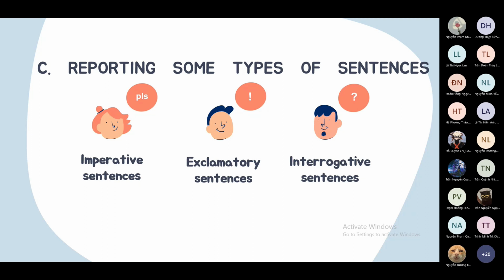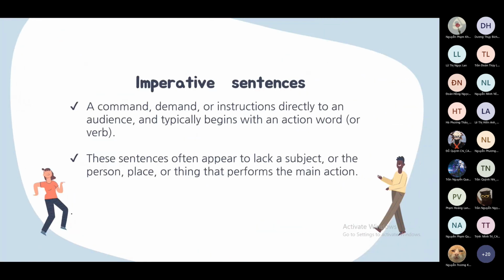First, we come to the imperative sentence. An imperative sentence gives a command, demand, or instructions directly to an audience and typically begins with an action word or verb. These sentences often appear to lack a subject, or the person, place, or thing that performs the main action.